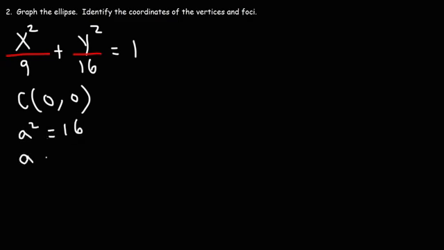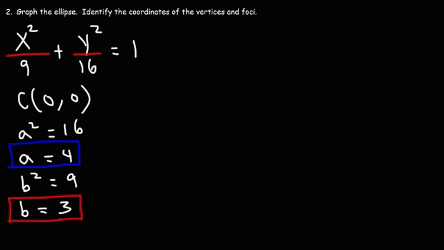So once we have a squared, we need to calculate a. a is going to be the square root of 16, which is 4. b squared has to be the other number, 9. Thus b is going to be the square root of 9, which is 3. So now that we have a and b, we can go ahead and graph the ellipse.